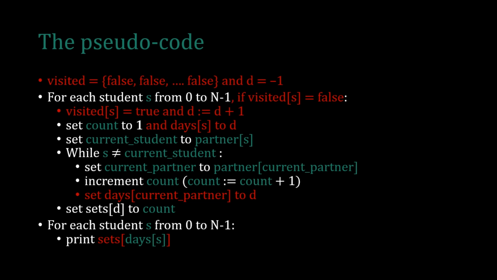Then at the end, we're going to print for each student from 0 to n-1 the number of days it will take for them. As days[s] is equal to which set this person is in, and sets[number of set] is the number of days, then we're going to print sets[days[s]]. Now that we have some pseudocode, it will be greatly interesting to see how we can implement it with a programming language. So let's jump into the implementation in C++.